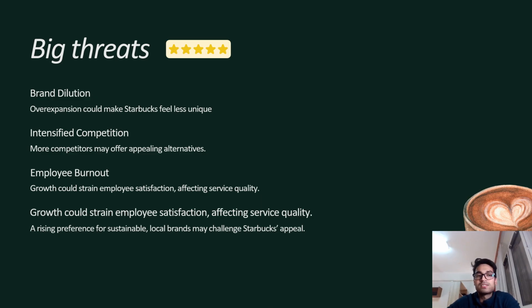Moving towards the next slide, that is big threats for Starbucks. We have analyzed 4 major points. First one is brand dilution. Continued expansion could make Starbucks feel too extensive, diminishing its special brand appeal. This risk of brand dilution is especially high in oversaturated markets, potentially leading to customer disengagement.